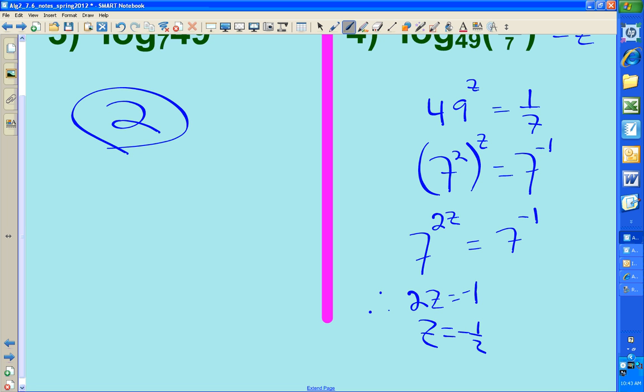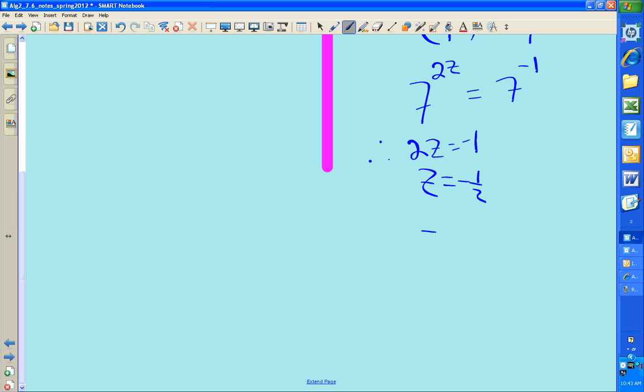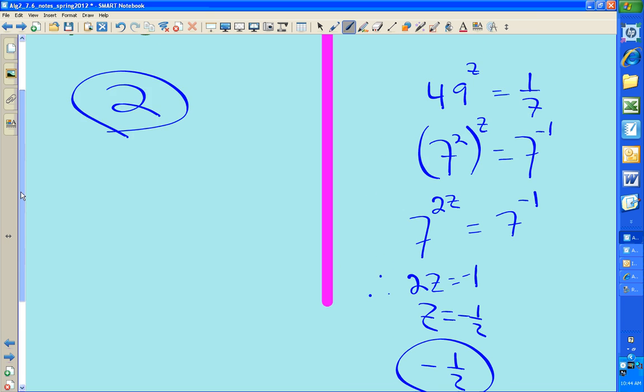How come? Because we added z, so we have to take away z. We added the z, so our answer needs to just be negative 1/2. We're evaluating. So it's not an equation. We made it an equation to make it easy to solve. But doing that in your head is not what I'm interested in.